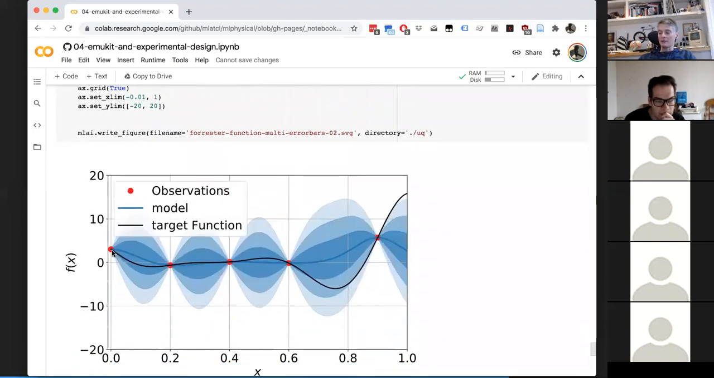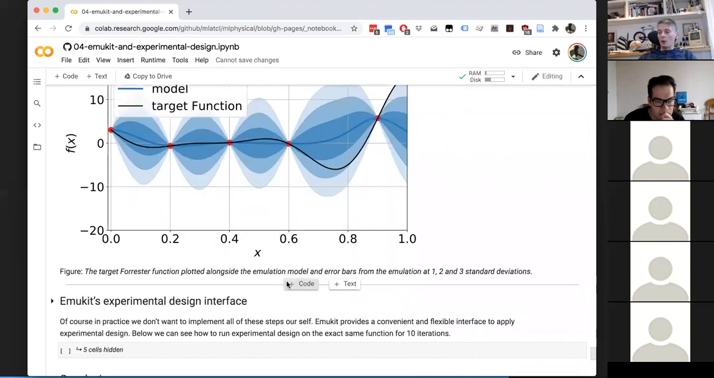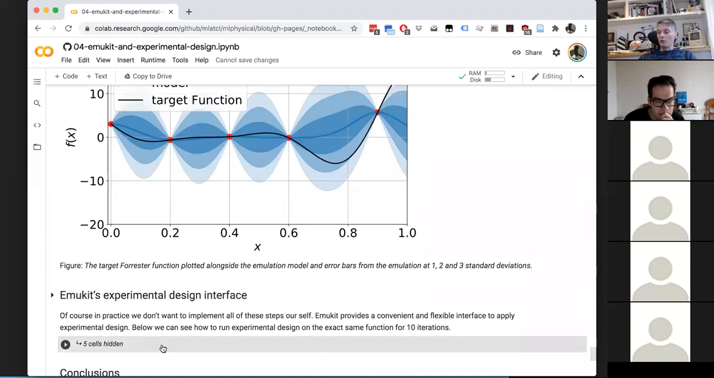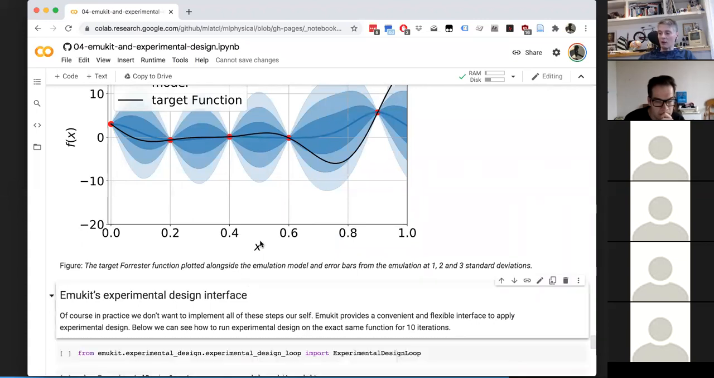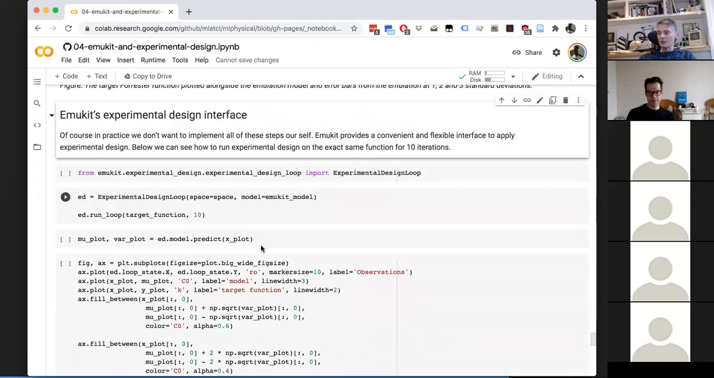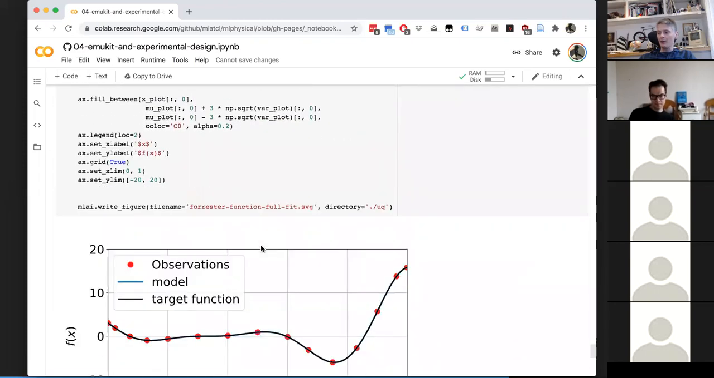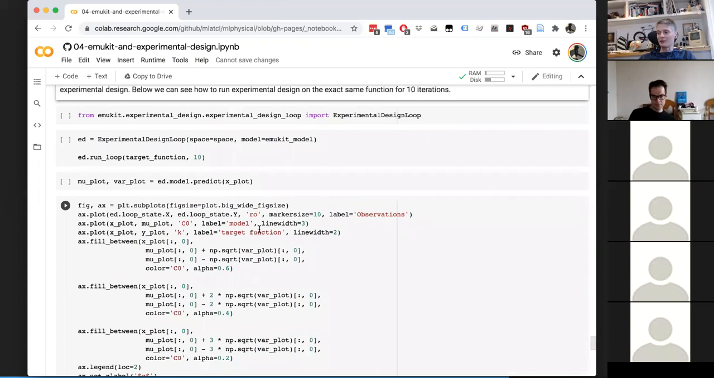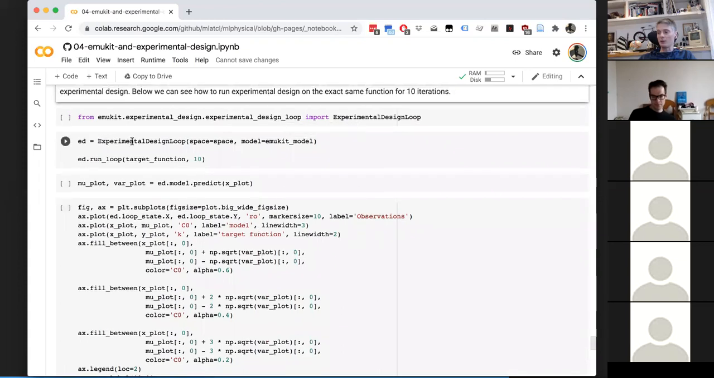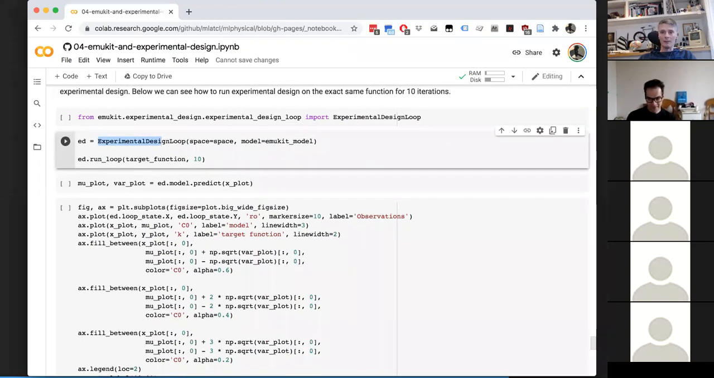And now this is the situation. So now we have points equispaced at 0.0, 0.2, 0.4, 0.6. Now, we don't really want to iterate or write out all that code multiple times. So the last thing you'll see in the lab is just telling EmuKit to run it with its experimental design loop. You remember I said at the beginning that EmuKit has an experimental design loop. Let me just pop back to the slides.